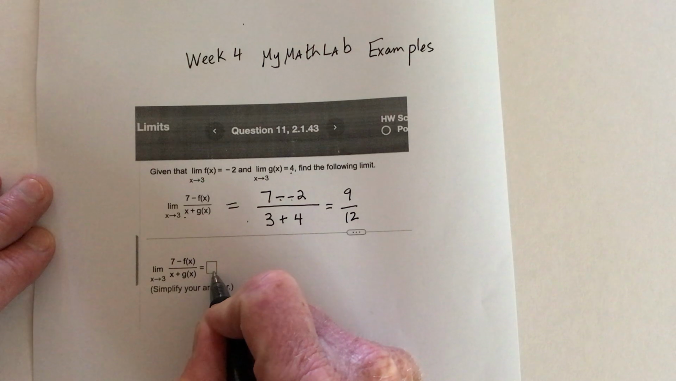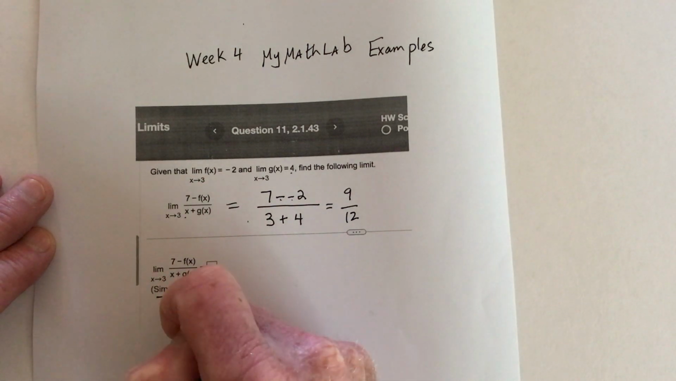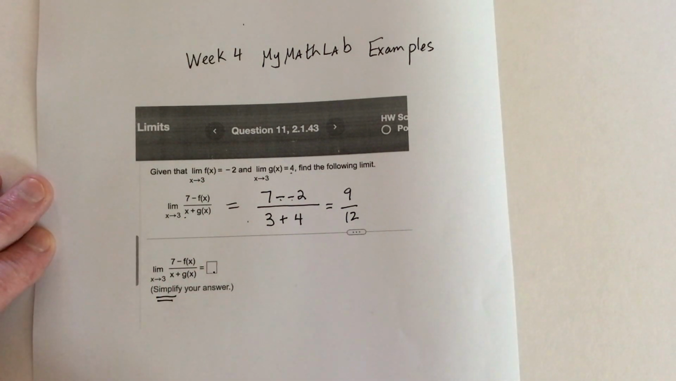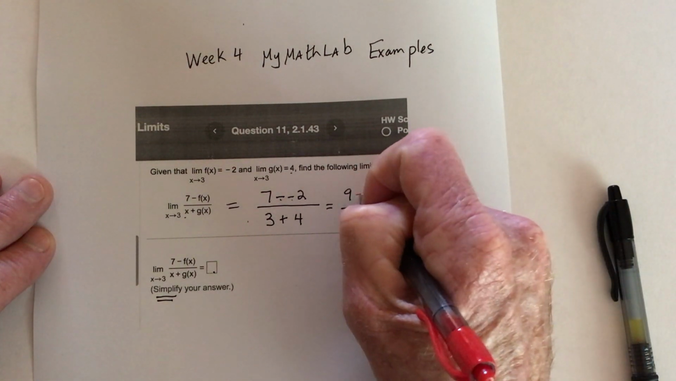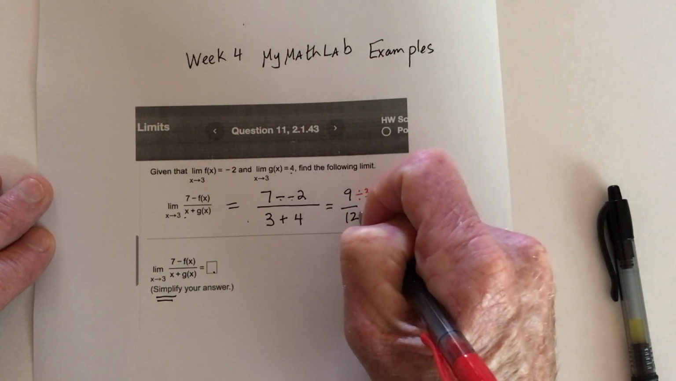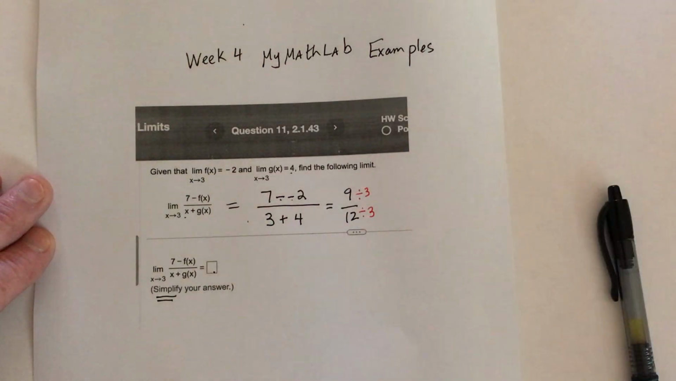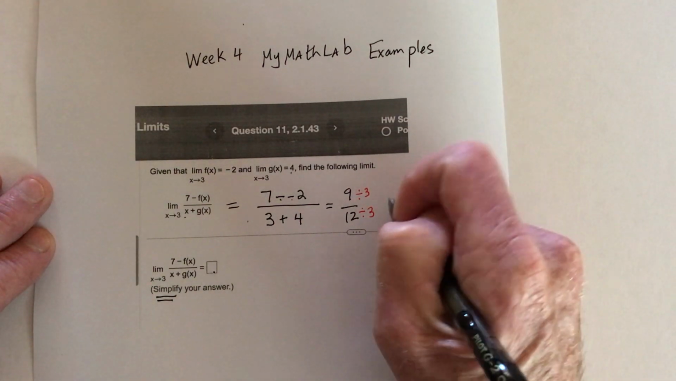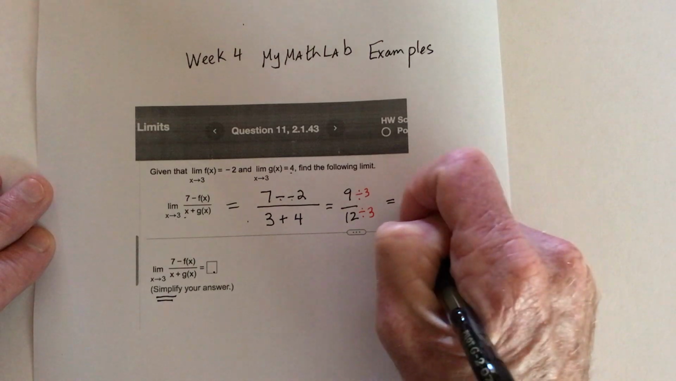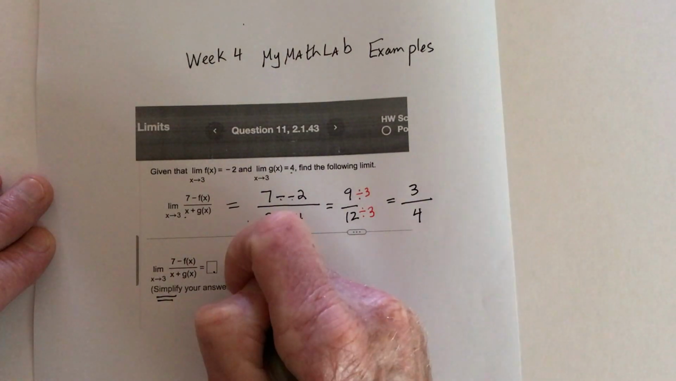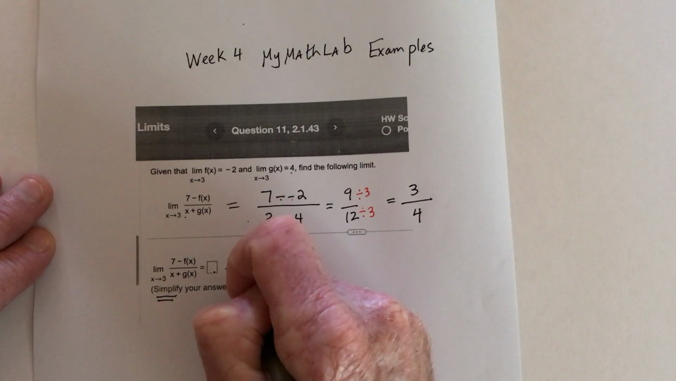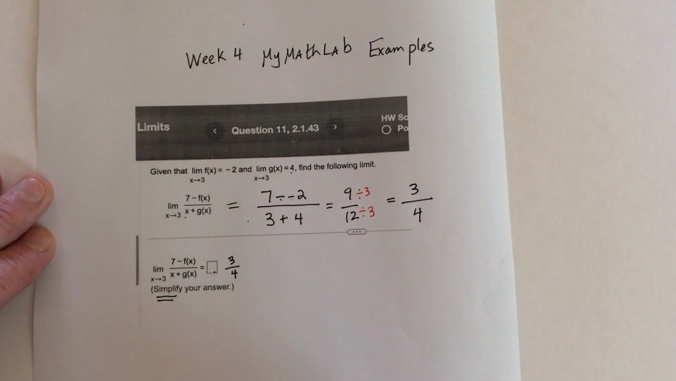And if you put that answer, they're going to say it's wrong because you need to simplify. So with a 3 and a 12, each of them could be divided by 3. So divide by 3 and divide by 3. On the top, that's going to leave 3. On the bottom, 12 divided by 3 is 4. And so my final answer in simplified form is 3/4.